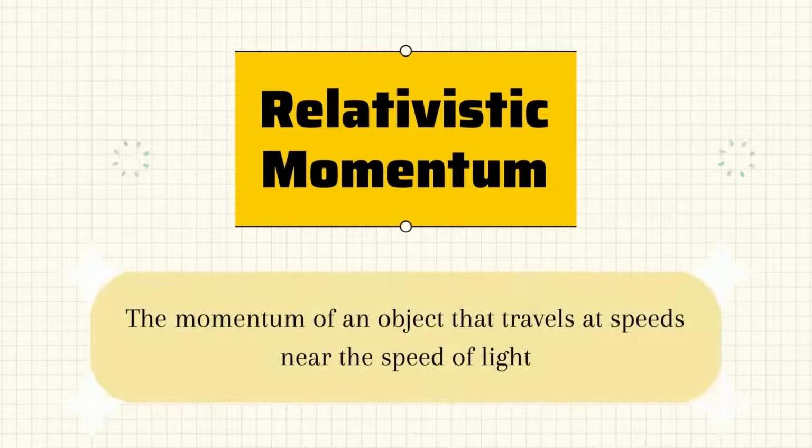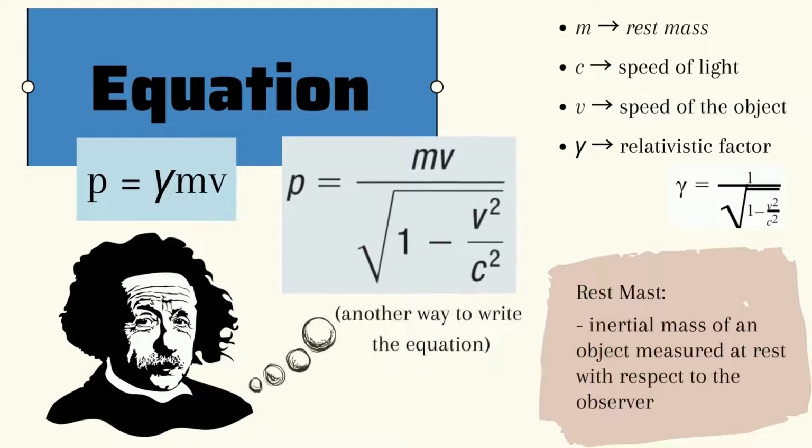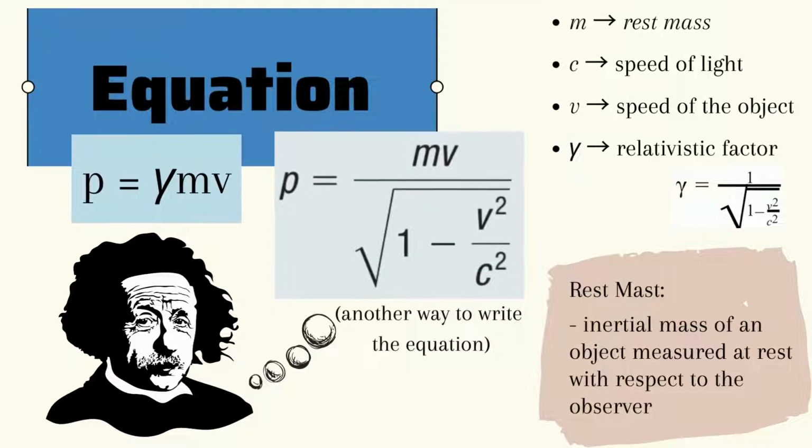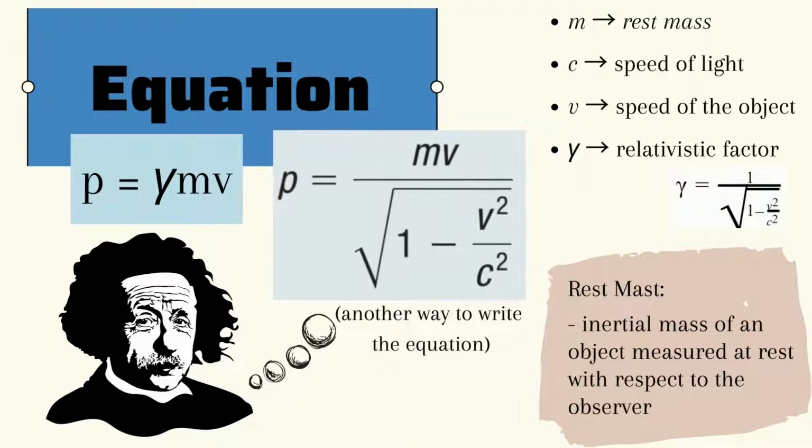The momentum of an object that travels at speeds near the speed of light is called relativistic momentum. Einstein formulated a new equation for momentum, p equals gamma mv, to account for the relativistic effects on momentum, where m is the rest mass, v is the speed, and gamma is the relativistic factor, 1 over the square root of 1 minus v squared over c squared.